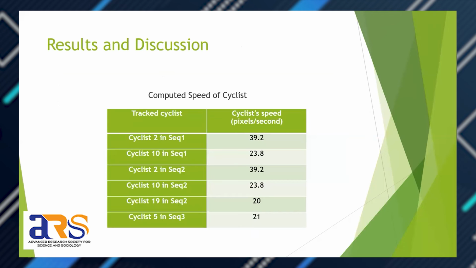These are the computed speeds of a cyclist based on our algorithm. With the help of the optical flow algorithm, we find the speed in pixels per second.